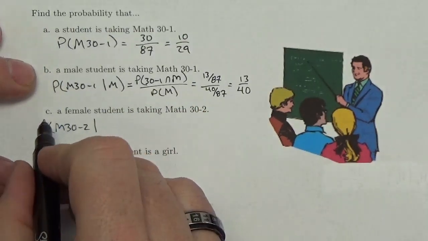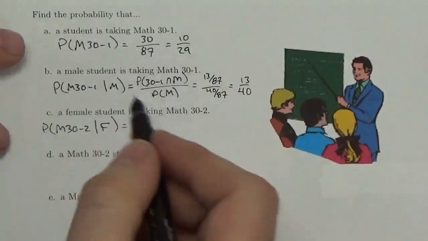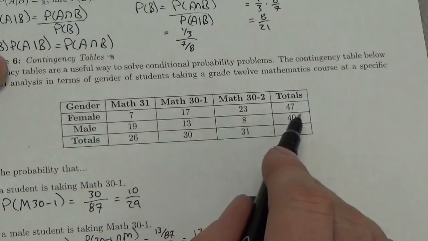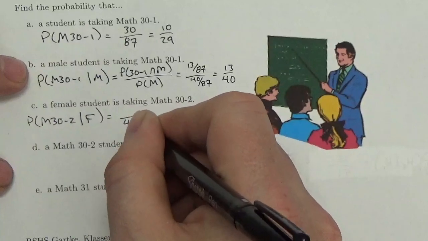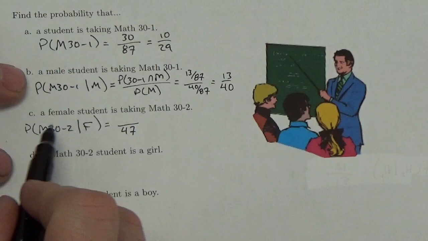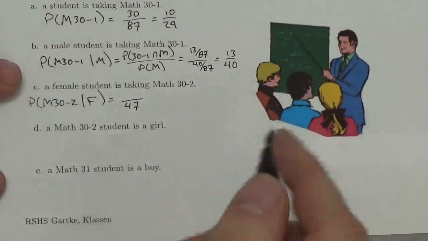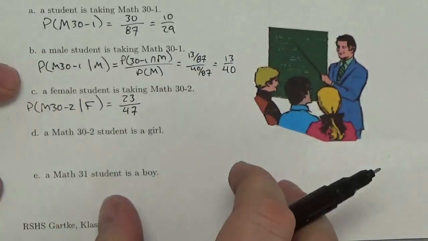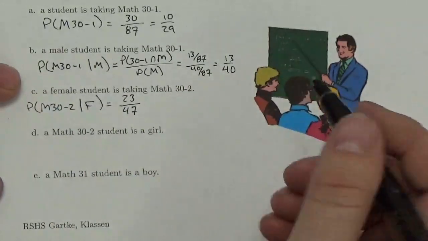But in this case right here, what I'm given is that I've got a female student. So now I'm going to sidestep this a little bit. Where is my group of females here? That's right here, and there's 47 total. So right there, I've restricted my attention to that set. And now I'm looking for how many are taking the 30-2. And there's the 23. Okay, so 23 out of 47. And actually that's as good as that's going to get. Those are both nice prime numbers there.